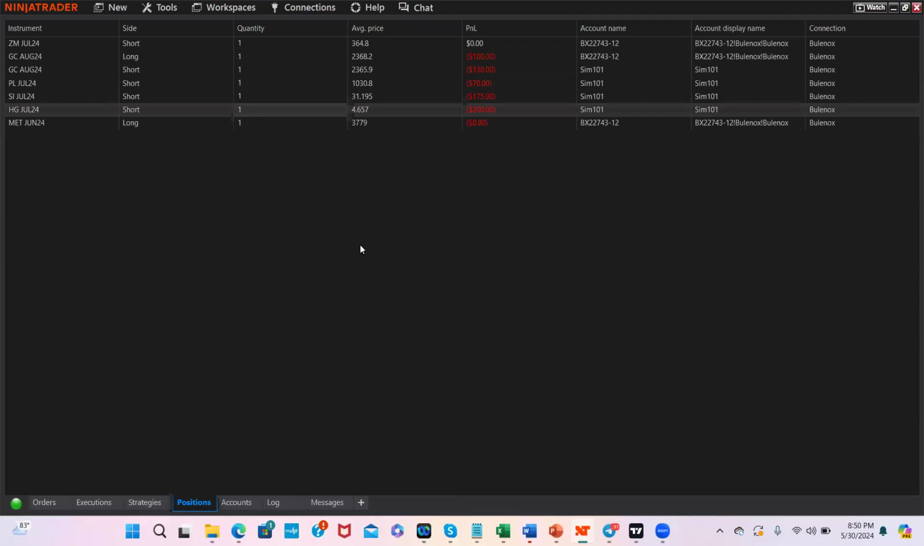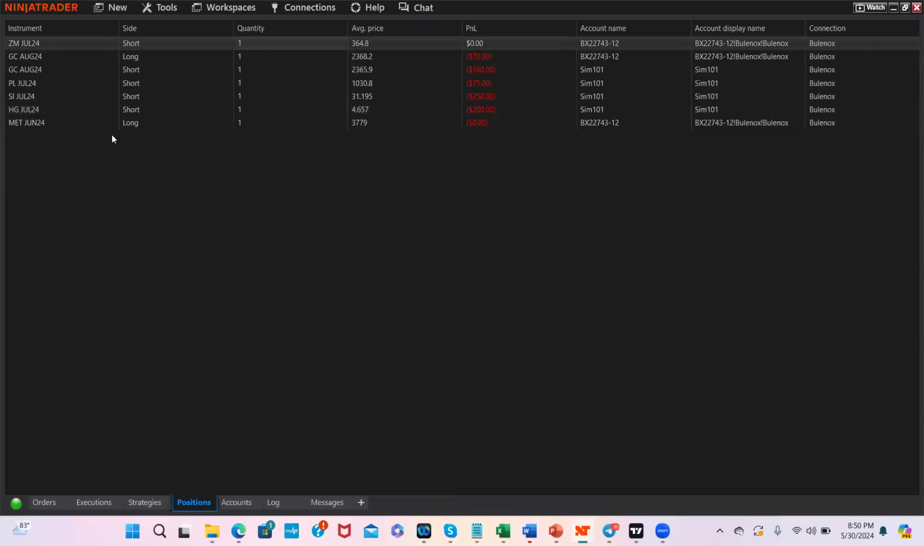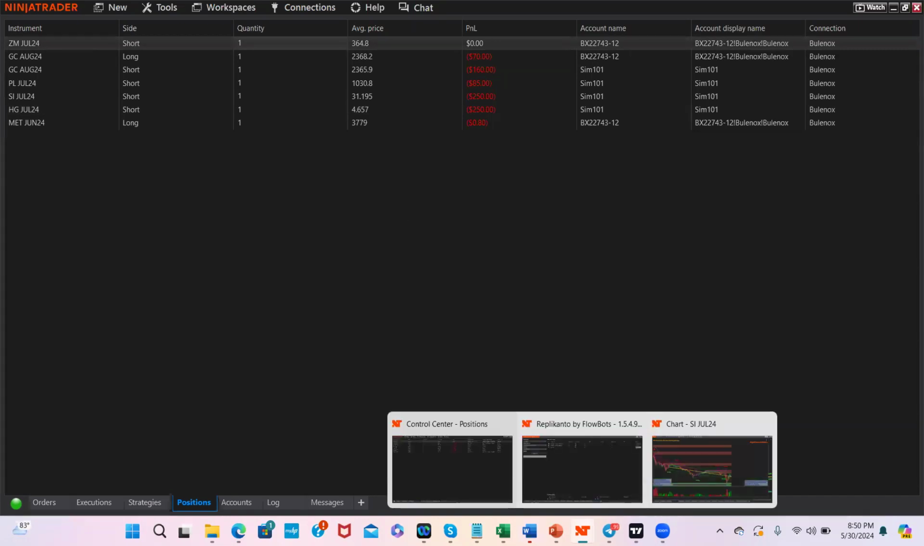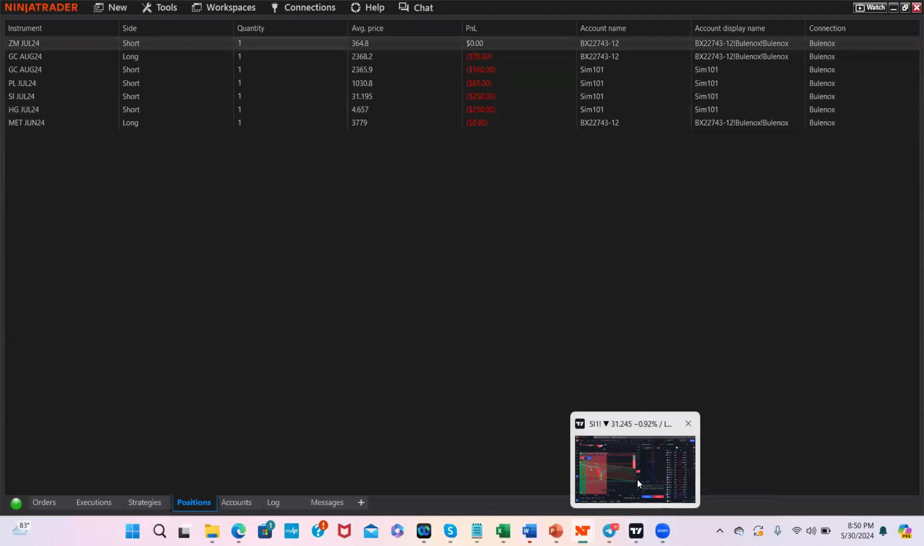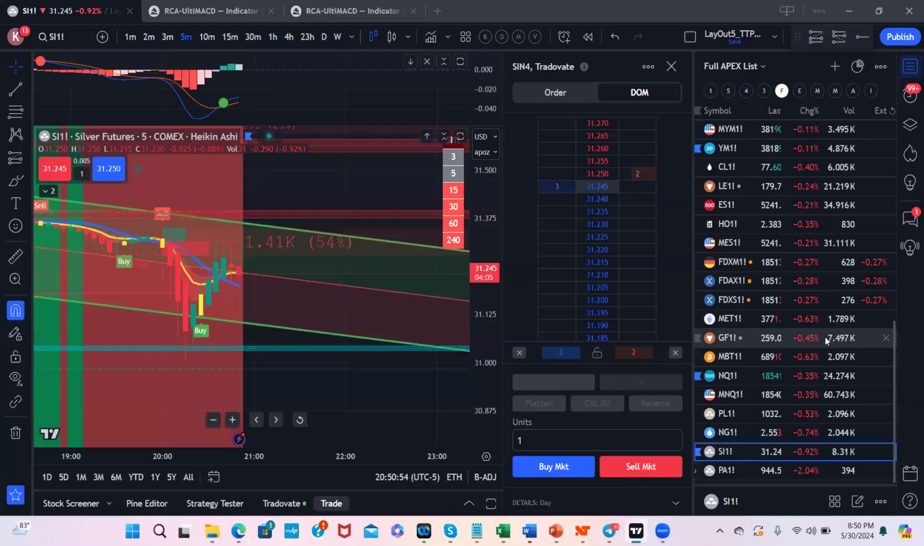All right, we are only worried about these ones. Okay, long on GC, okay, short on ZM. We are waiting for the sell signal now. If we get a sell signal and if we get a red dot, that will be a good opportunity.